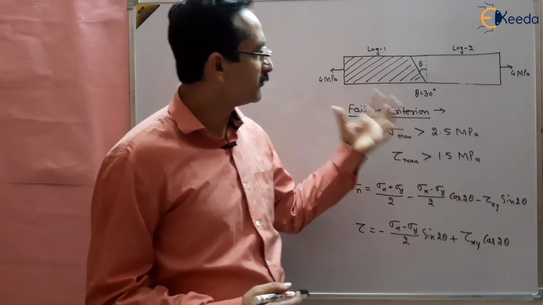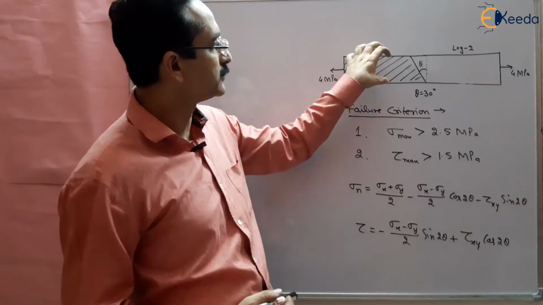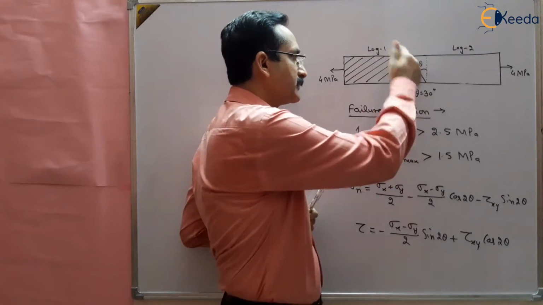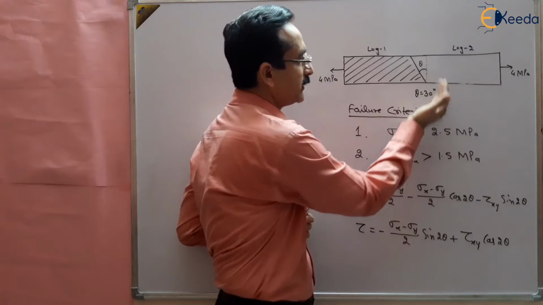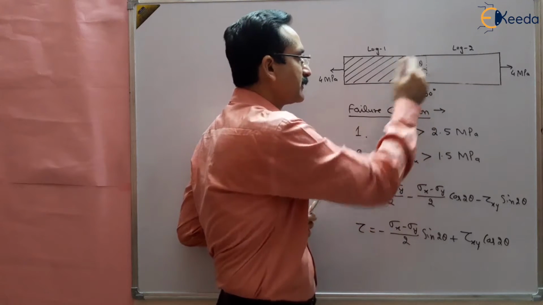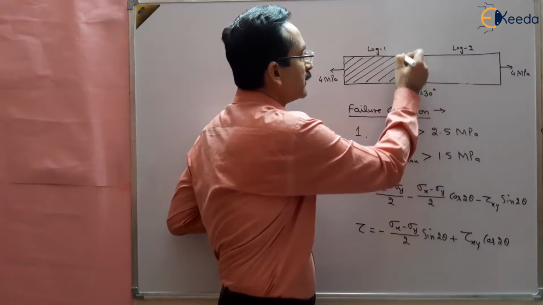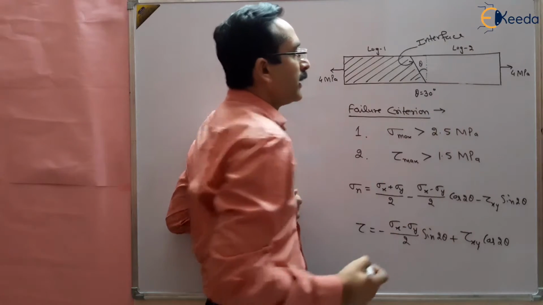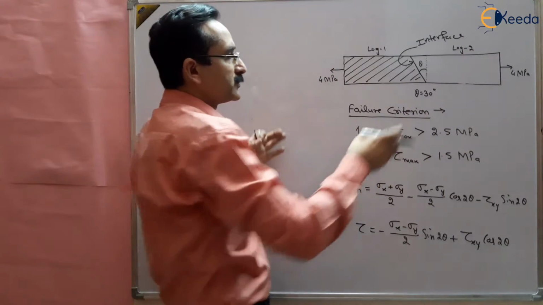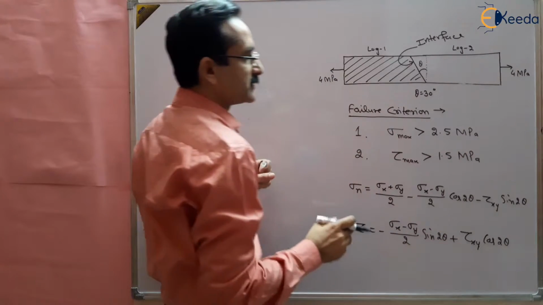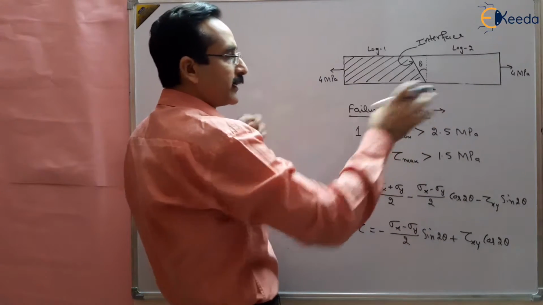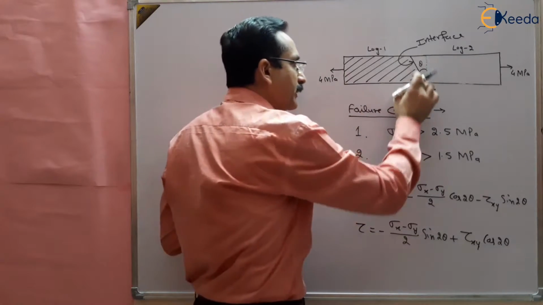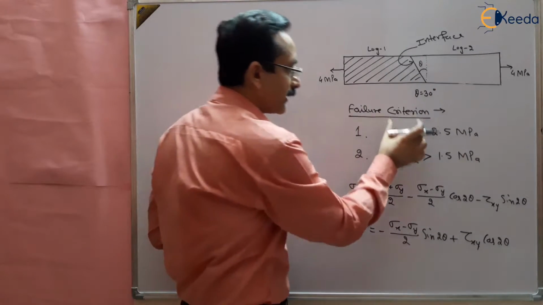In this question we are given two wooden logs. This is log 1, this is log 2, and they are glued at this point. This is the interface at an angle of 30 degrees to the vertical, right? This is our interface. And when a force equivalent to 4 megapascal stress is applied to the glued logs in the tensile direction, the failure may take place for the following criteria.